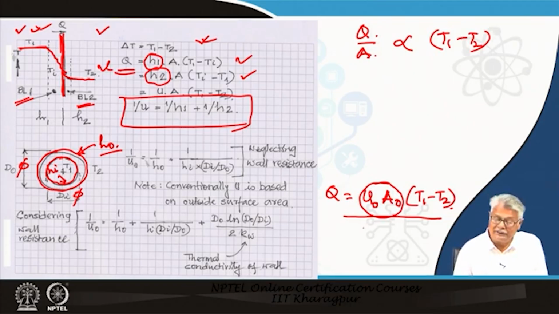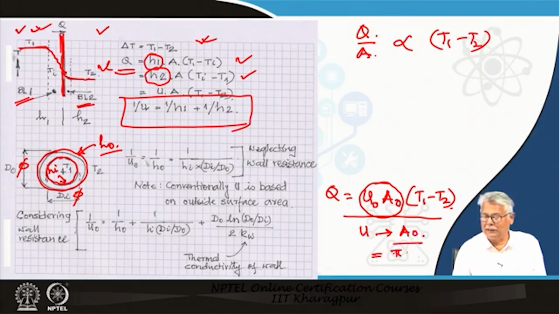If the convention is to define for such tubes the heat transfer coefficient U, even if I do not say anything specifically, it will refer to the area outside or Ao, which is nothing but pi into Do into the length of the tube itself.